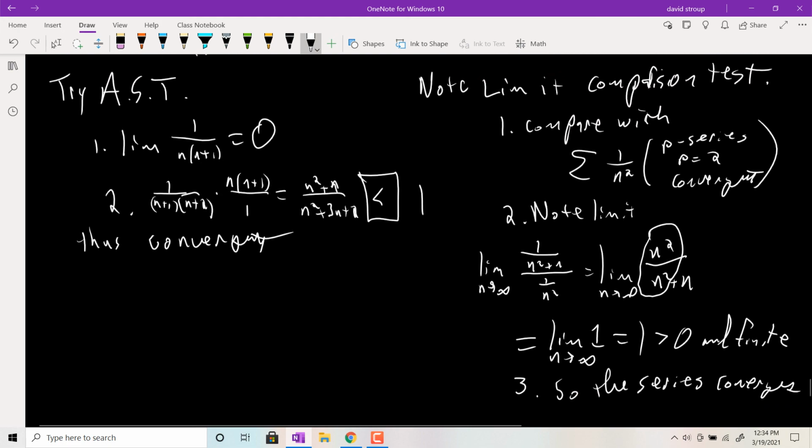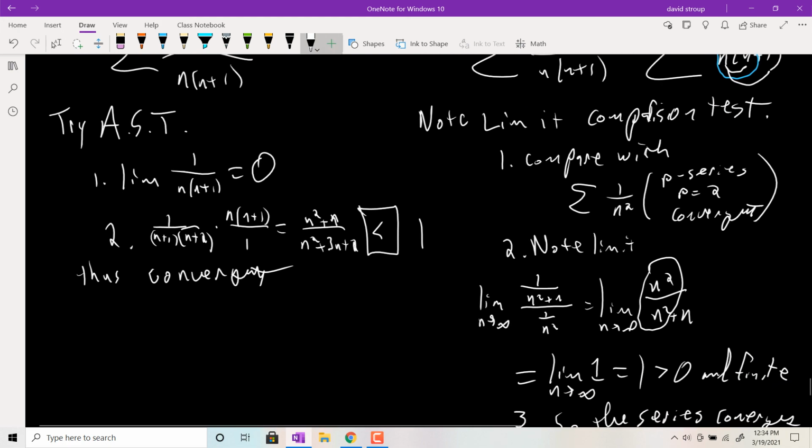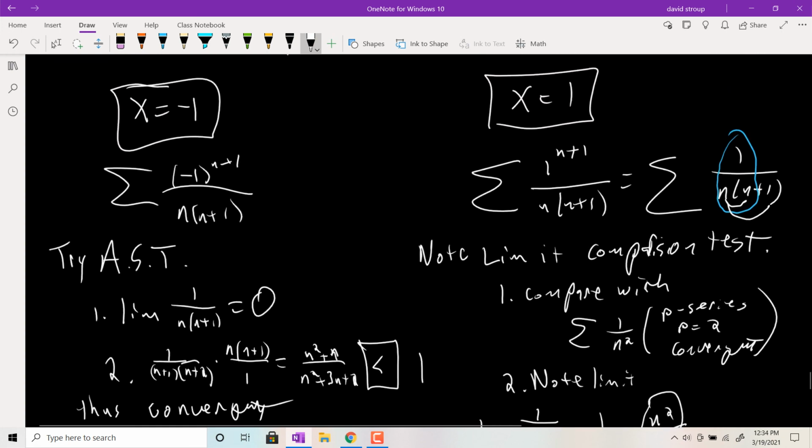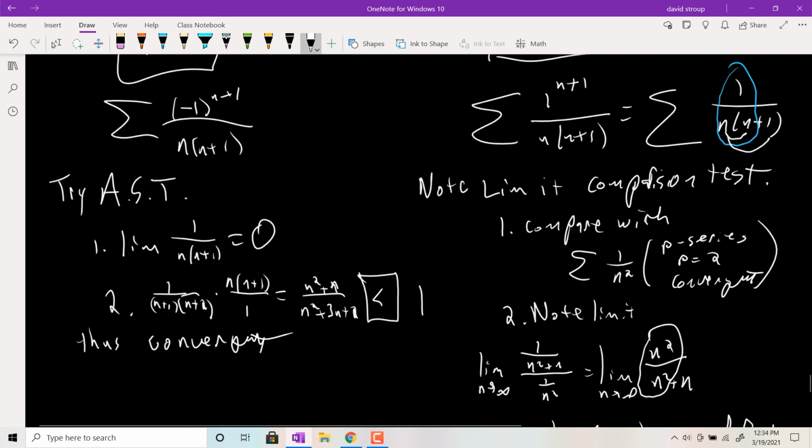Okay, so on a test, you would have to do that whole spiel. You have to test the endpoints. You have to plug in the endpoints, simplify the series, do some sort of convergence test, and make your conclusion.